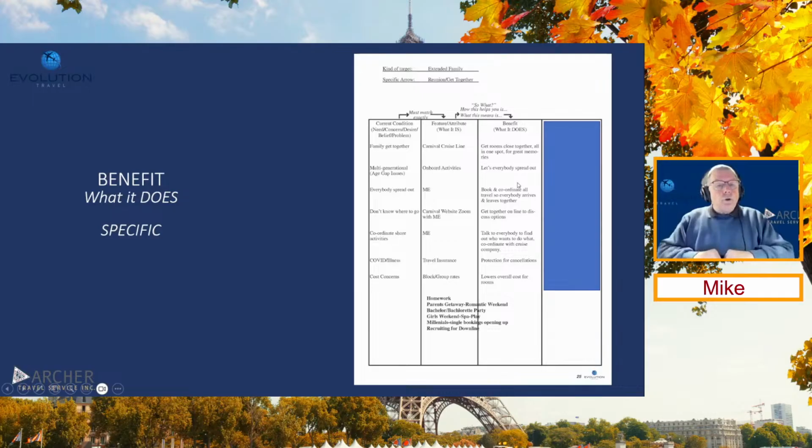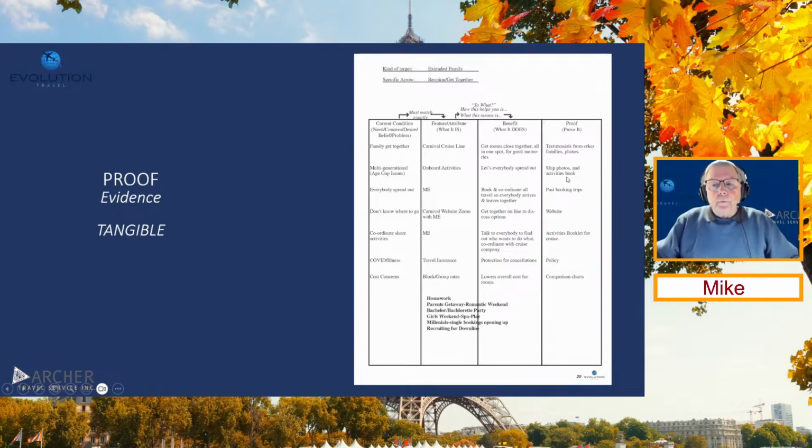All right. So during the day, they can go wherever they want. It's kind of hard to get in trouble on a ship. So it lets everybody spread out. And the proof is you can have ship photos, activities book.